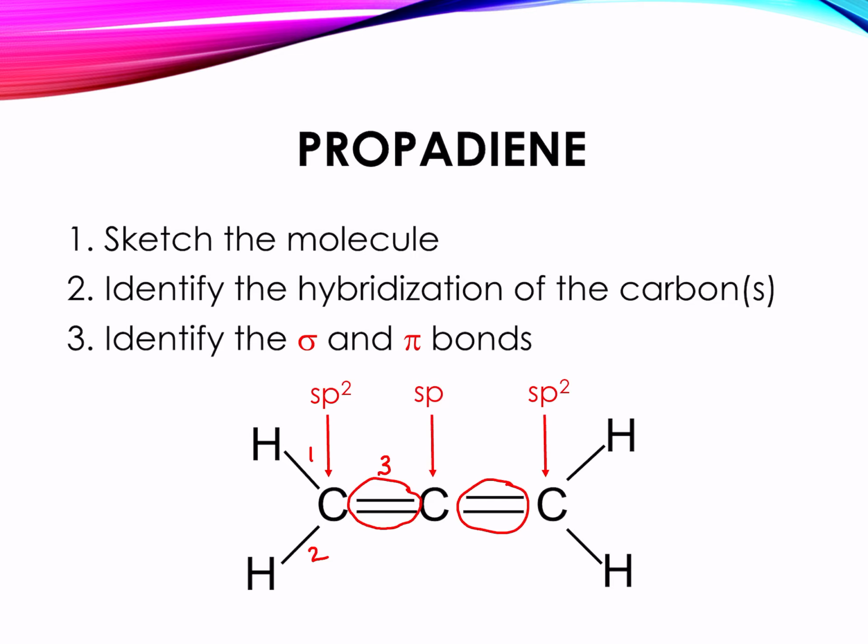And then it says go through and identify the sigma and pi bonds. So all of the single bonds, right, the ones carbon to hydrogen, those are all going to be sigma bonds. And then the double bonds are each going to be made up of 1 sigma bond and 1 pi bond. So all of those single bonds are sigma, and then both of the double bonds have 1 sigma bond and 1 pi bond.